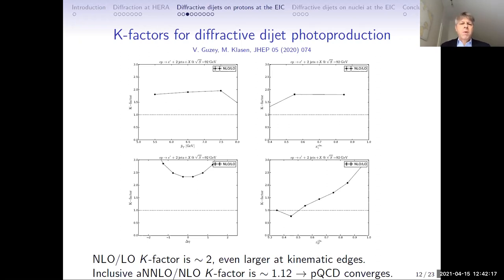This makes you wonder whether the perturbation theory is stable, but we know from inclusive photoproduction calculations that the next-to-next-to-leading order over next-to-leading order is only a 10% correction. So the perturbative series converges and one should not be worried about that.